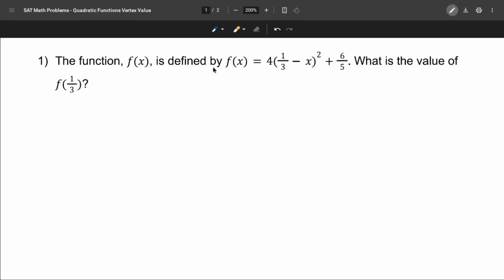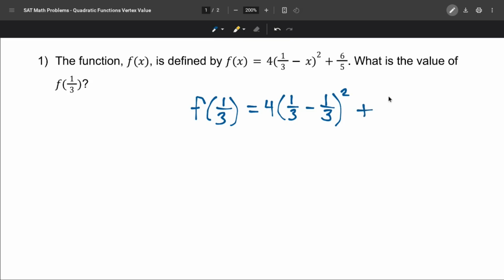It says the function f of x is defined by f of x equals 4 times (1/3 minus x), that entire quantity squared, plus 6/5. What is the value of f of 1/3? Okay, so what we can do here is our x value is going to be 1/3. So we're going to say f of 1/3 is going to equal 4 times (1/3 minus the x value, which is 1/3) squared plus 6/5.